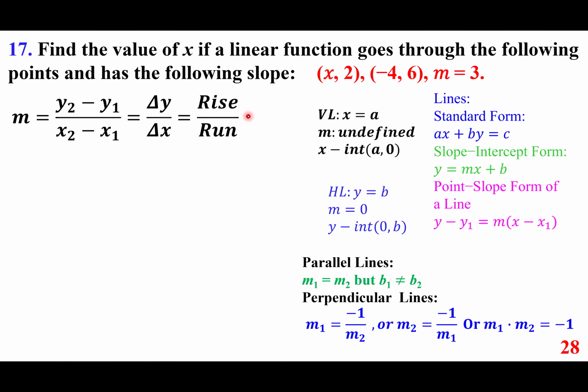So having said that, we are going to use this formula and say 6 minus 2, that's the numerator, over negative 4 minus x, that's the denominator. My apologies, 6 minus 2 is at top, negative 4 minus x is at the bottom, and that's equal to the slope, which is given to us as 3.